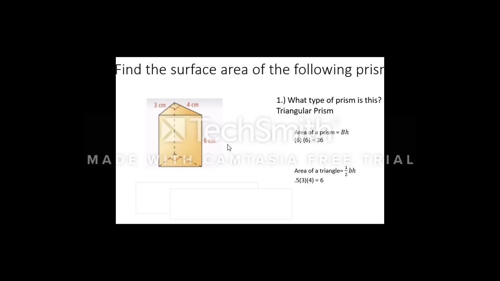So the rule for all prisms is to find the area of the base. If it were a square, you would do length times width to find the area of that base, and then multiply it by the height. The height is what connects the two parallel bases.